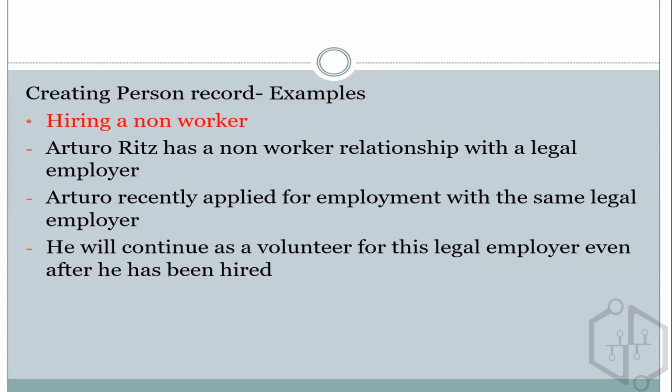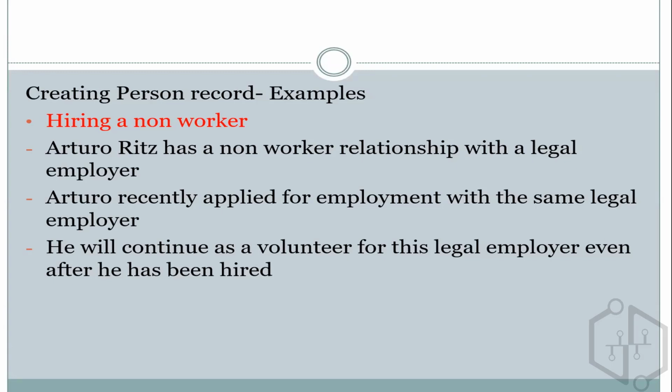They have not been given a joining date, but they are called pending workers. They have still not become an employee. So Oracle rates has a non-worker relationship with the legal employer. Oracle has recently applied for employment with the same legal employer. Archana has applied for employment with the same legal employer. He will continue as a volunteer for this legal employer even after he has been hired.